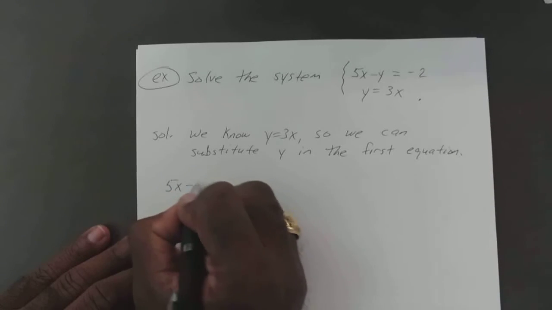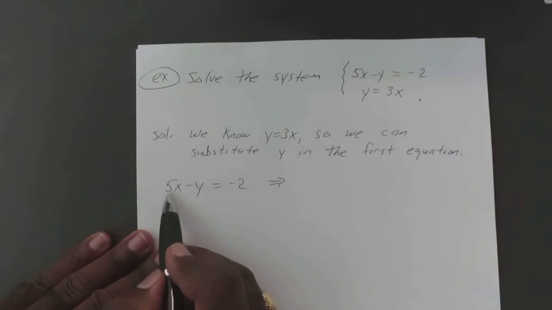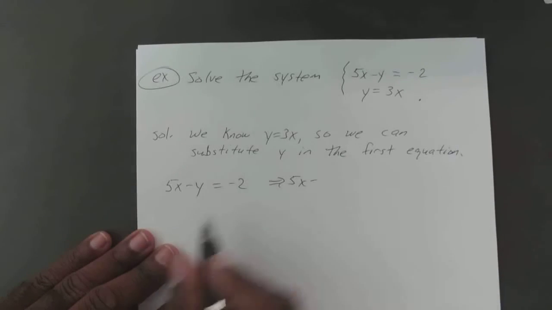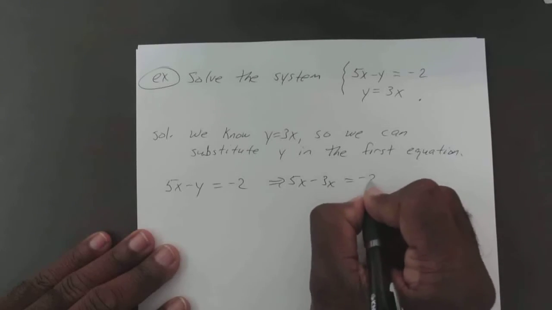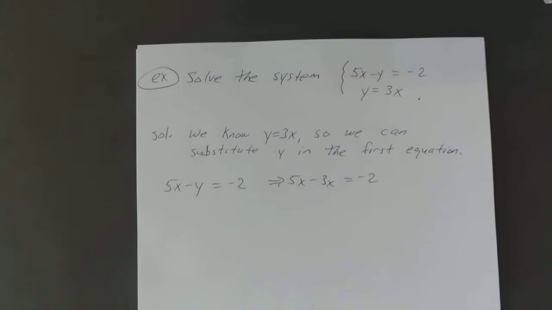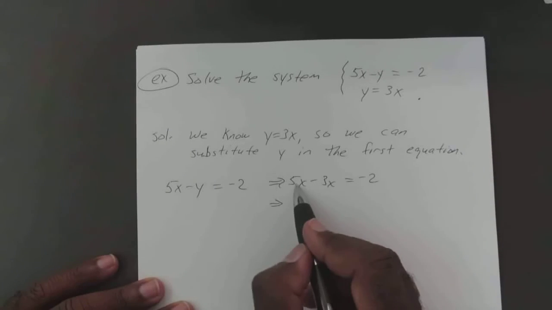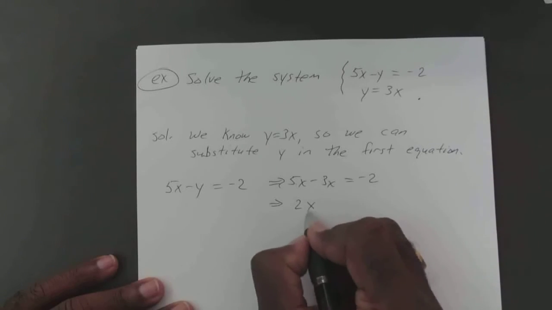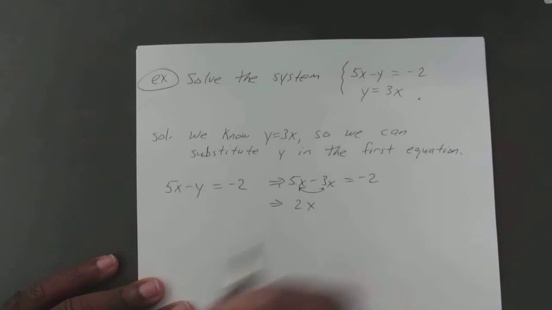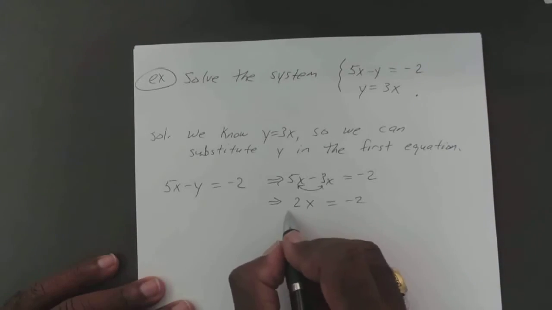Okay, so that means that our 5x minus y equals negative 2 will just become 5x minus, and instead of y, 3x equals negative 2. Okay, so we have the same variable, same exponent and everything. So 5x minus 3x is the same as just saying 5 minus 3, which would give you 2x once you combine those two. 2x equals negative 2.